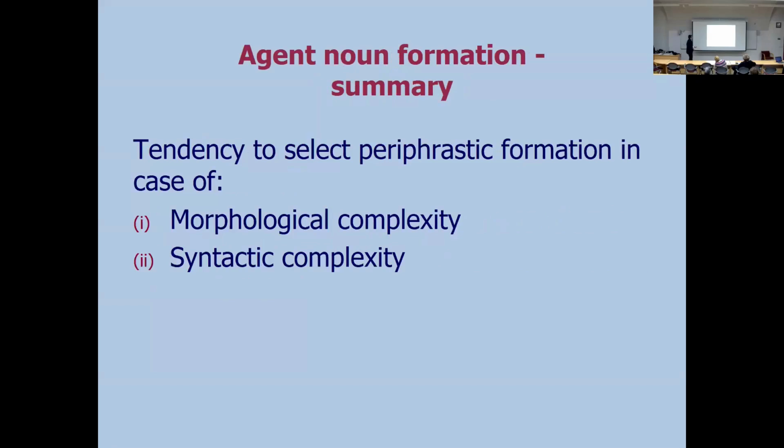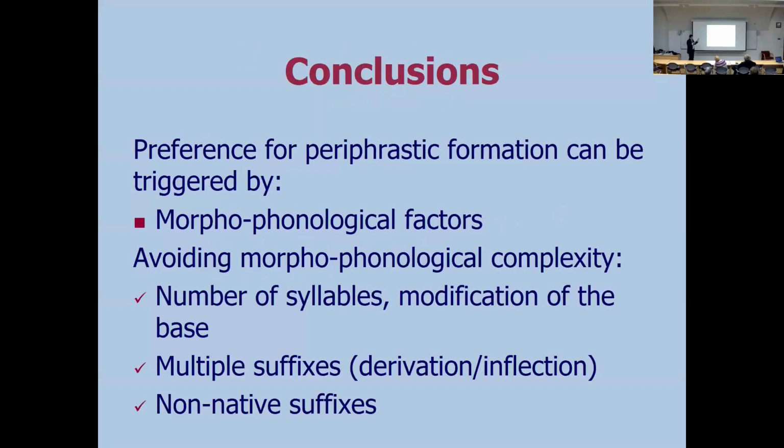Okay? Okay, so to summarize, I did this very fast because I don't want to keep you too much. We have a tendency to select periphrastic formation in case of morphological complexity and syntactic complexity. So I want to conclude in general. The study has shown that we have preference for periphrastic formation, and that can be triggered by morphological factors, specifically avoiding morphological complexity in case of number of syllables, modification of the base, multiple suffixes, derivation or inflection, and also the existence of non-native suffixes.